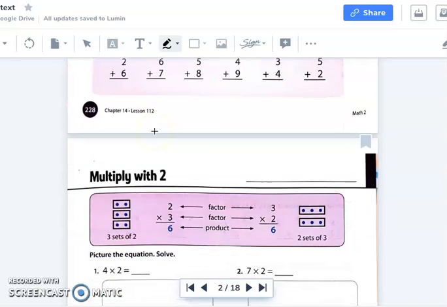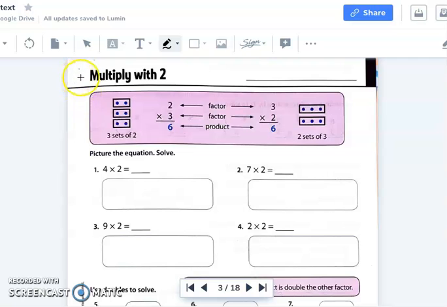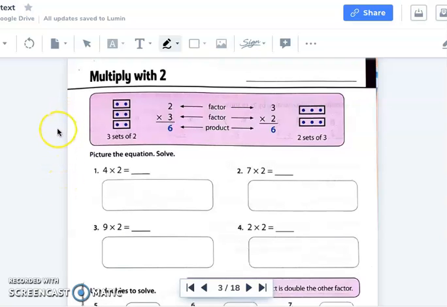So tomorrow we're going to continue learning about multiplication, and we will learn to multiply with 2. So I want you to have this page ready, and I will send you more links to other lessons tomorrow.